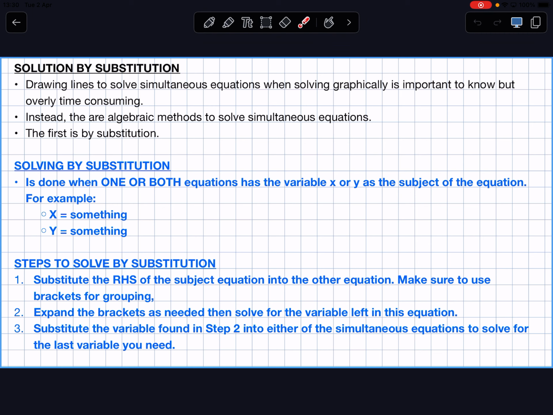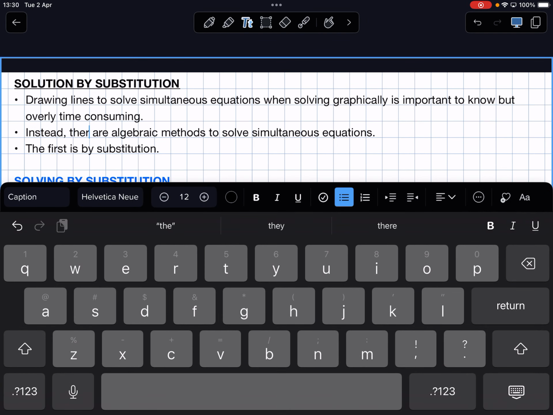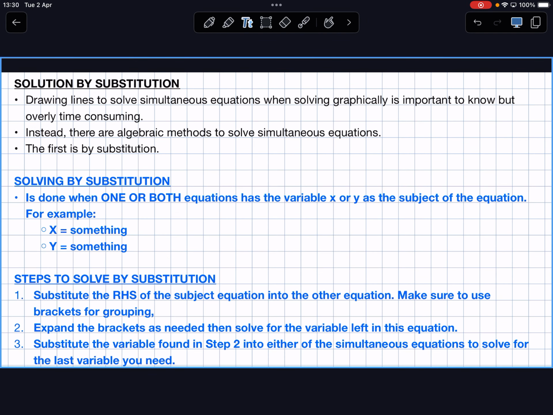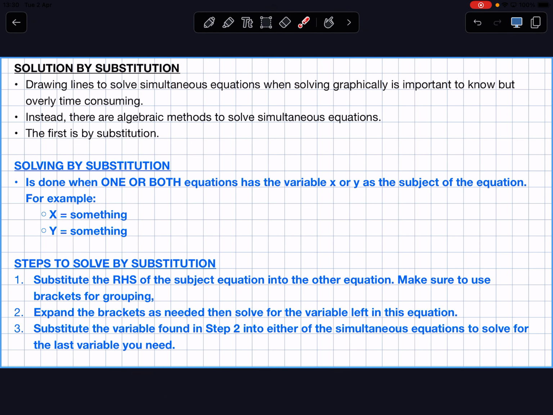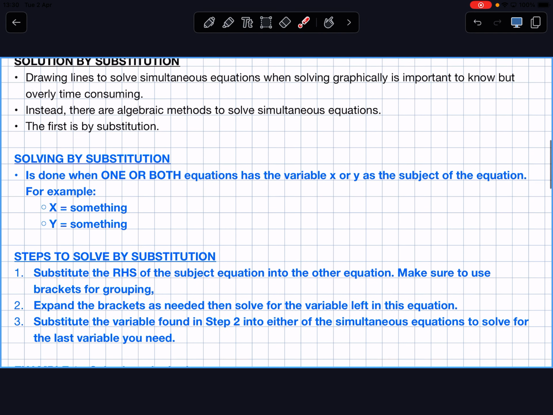It's overly time consuming and it takes up a lot of space. Instead, I stuffed that up, so I'll fix it here. There are algebraic methods to solve simultaneous equations. The first one I'm teaching you about is substitution. You're also only doing this twice.